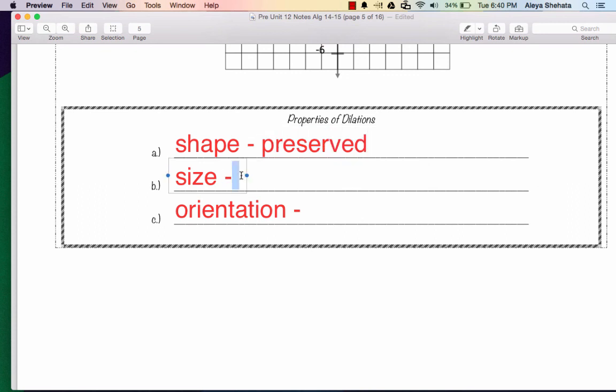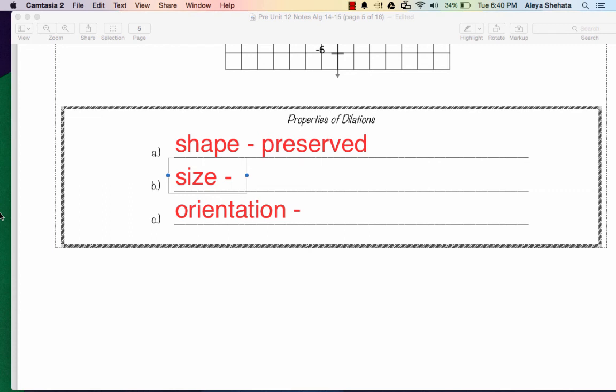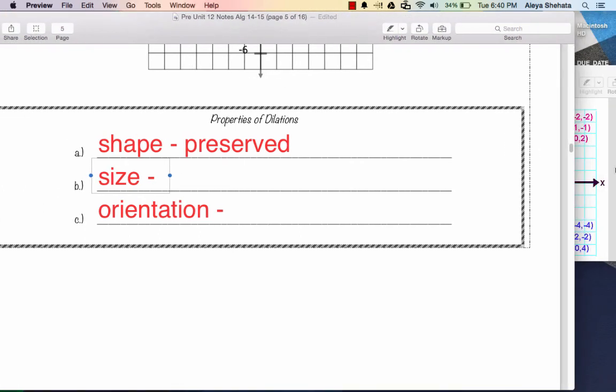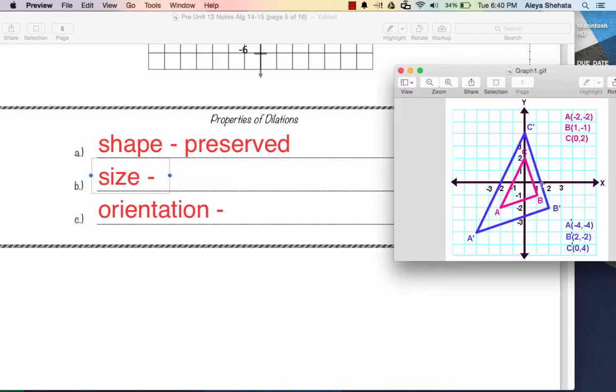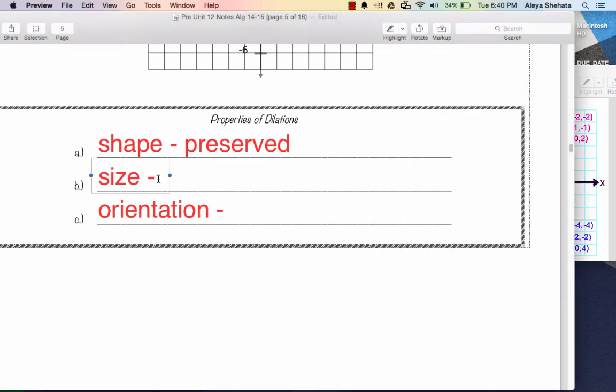And then for the size, if you look at it, that's the definition of a dilation. If something's dilated, then it's an enlargement or it's shrunk. So the size is never preserved when you do a dilation. So we'll say not preserved.